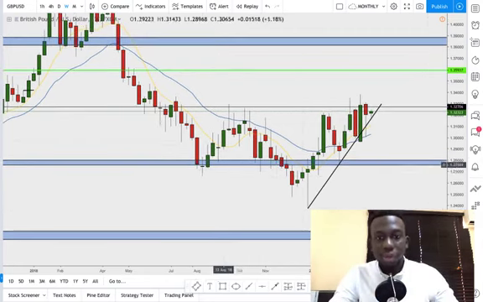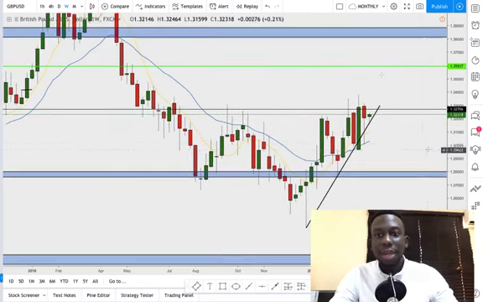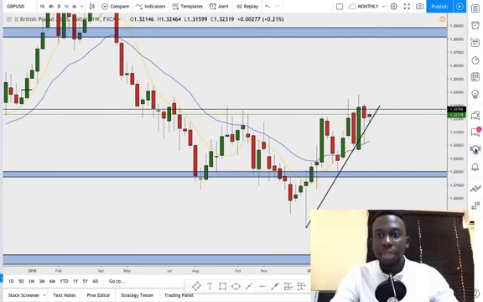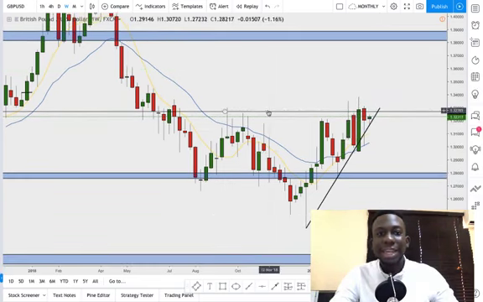So I can see the left shoulder, I can see the head, and I can see the right shoulder. And what do I have in front of me right here? Actually, let me delete this right about here. I'm going to explain to you why I kept that. So what I do have in front of me right here is the neckline of the head and shoulder.